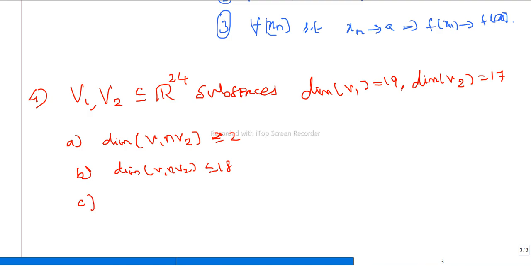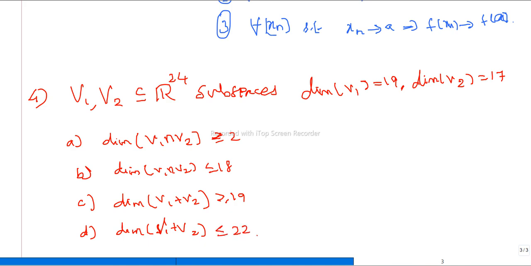And then the third one is again about the smallest value for the sum. So V1 plus V2: the dimension of this subspace has a minimum value of at least 19. The largest possible dimension of the sum V1 plus V2 should be 22. So which one is correct? We know the dimensions of both.